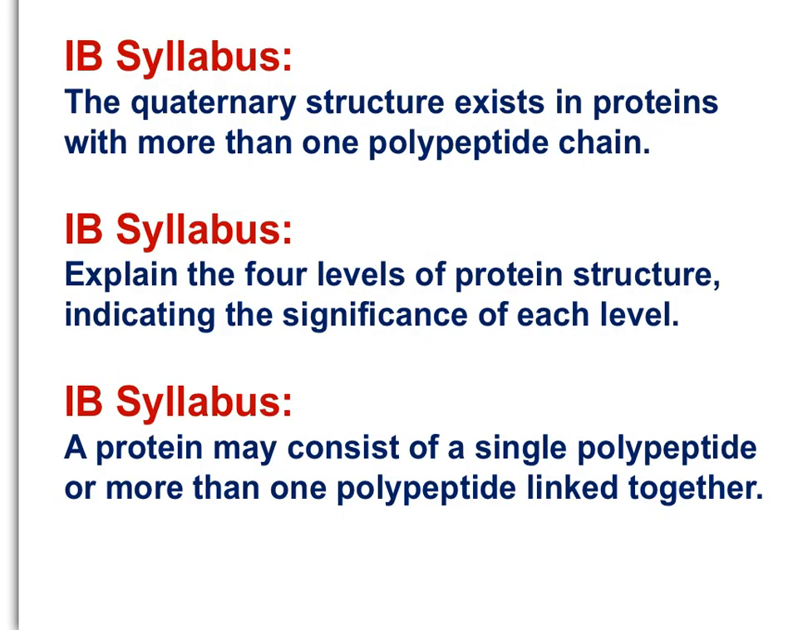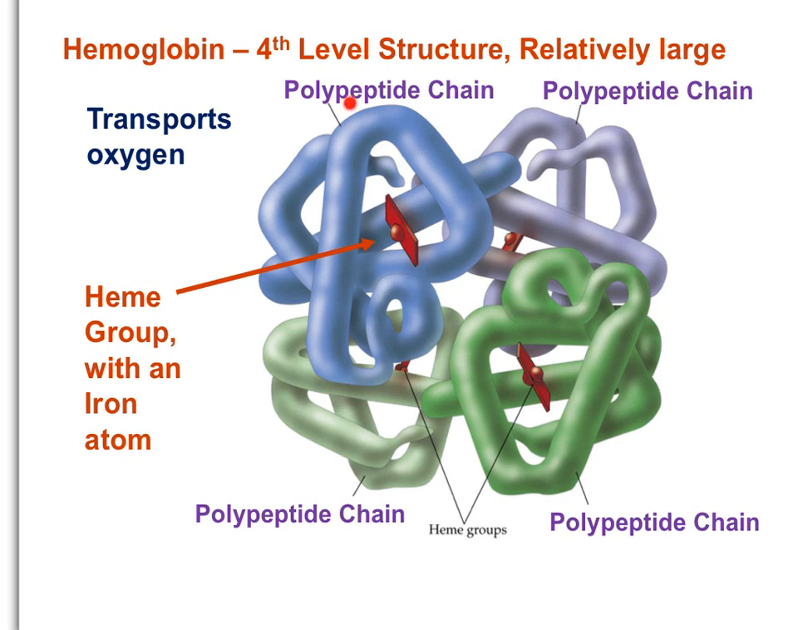Here are important IB syllabus statements which should appear familiar to you. The quaternary or 4th level structure exists in proteins with more than one polypeptide chain. Explain the 4 levels of protein structure, indicating the significance of each level. A protein may consist of a single polypeptide or more than one polypeptide linked together. Hemoglobin is a protein with 4 polypeptide chains. This is 4th level structure.